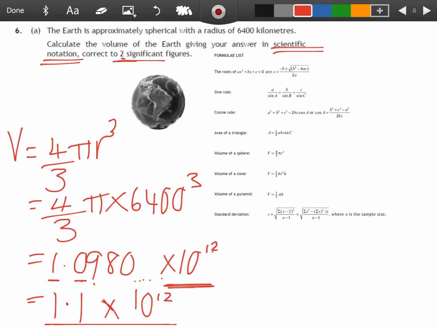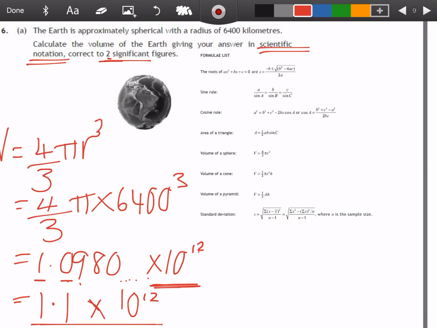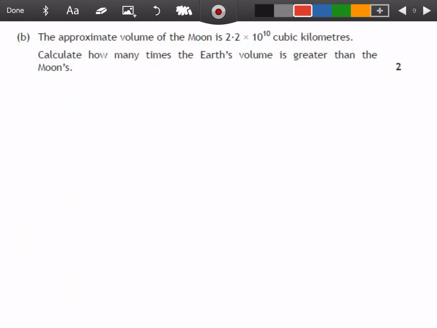Okay, now there's a part B of this question. Let's have a wee look. Part B, the approximate value of the moon is 2.2 times 10 to the power 10 cubic kilometres. Calculate how many times Earth's volume is greater than the moon.